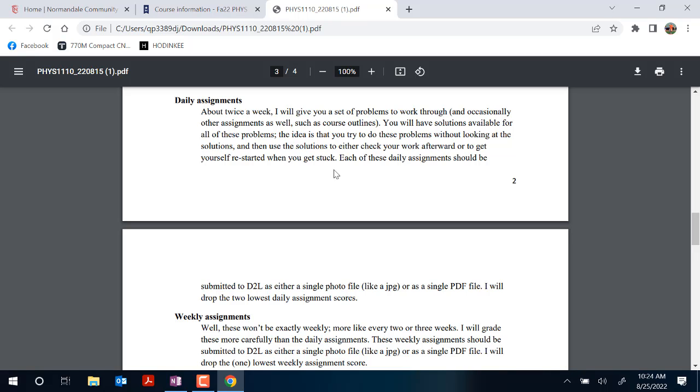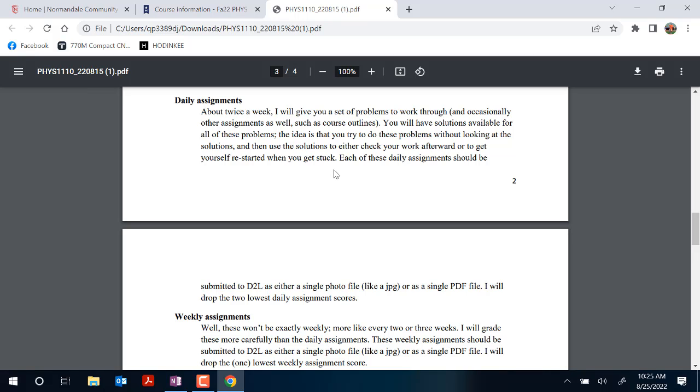Oh, also, use those solutions. So after you finish a problem, if you know how to do it, after you're done, look at the solution and make sure that you're on the right track and not going off sideways. So I am going to, for these daily assignments that you're going to turn in through D2L.